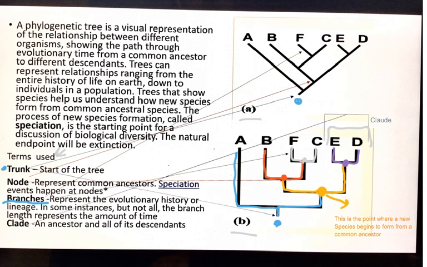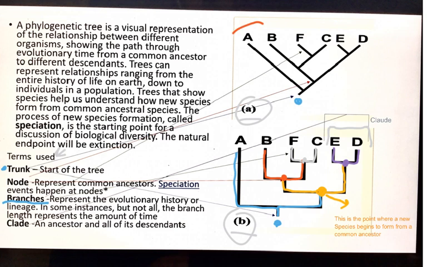Remember, branching tree diagrams can be displayed in several different ways and still represent the same information. Take a look at diagram A and B. It's showing the same evolutionary path, it's just drawn differently. Let's take a look at diagram A. Let's assume that each one of the letters represents a species of animals.